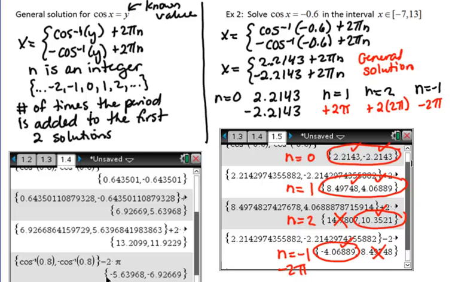The next video will take this and apply it to a more complicated problem that has amplitude, period, phase displacement, and so forth changes.